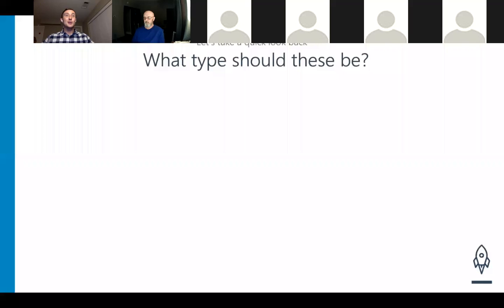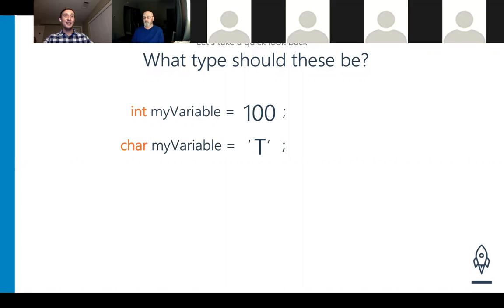All right, so let's take a quick look. Tell me the answer here. We're going to look through a couple of these. Tell me what the data type would be. If we had 100, what would that be? Integer. Yeah, very good. It'd be an integer. Awesome. How about the letter T? Character. Very good. Char, character. Awesome.